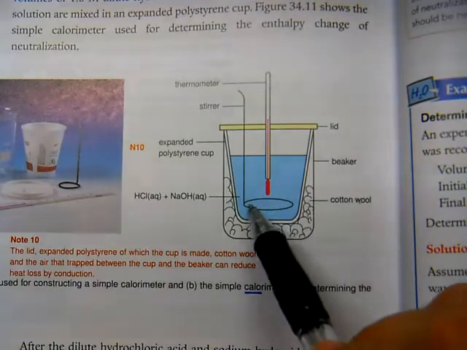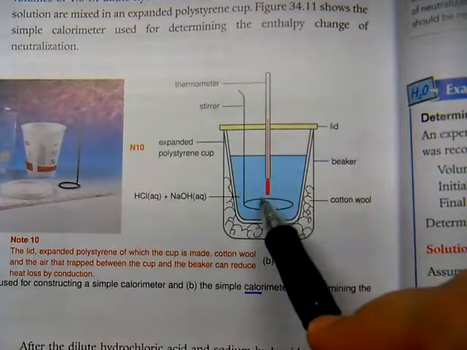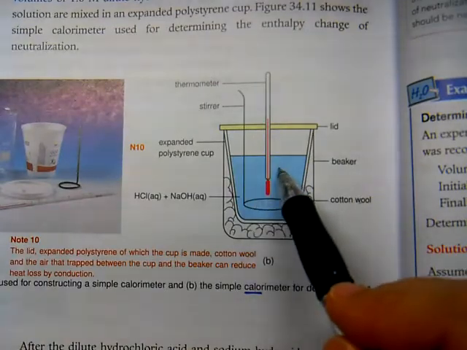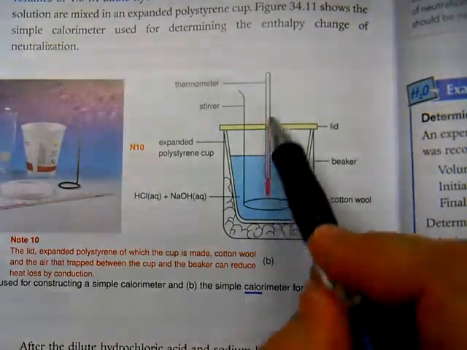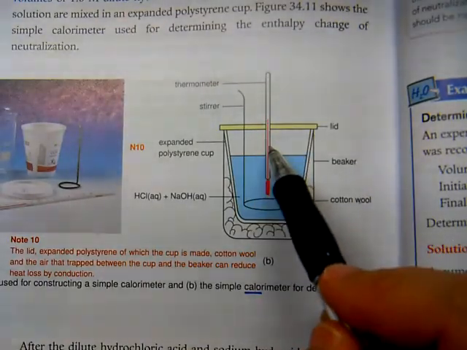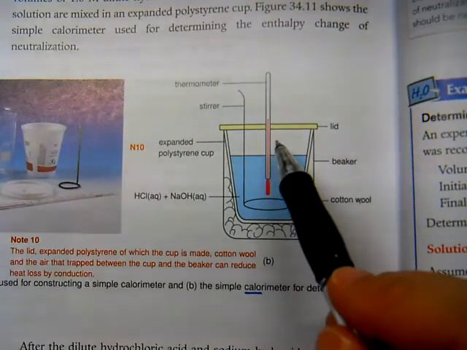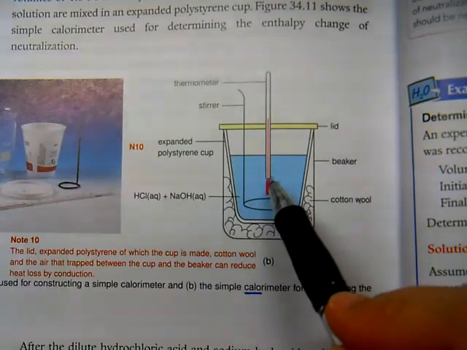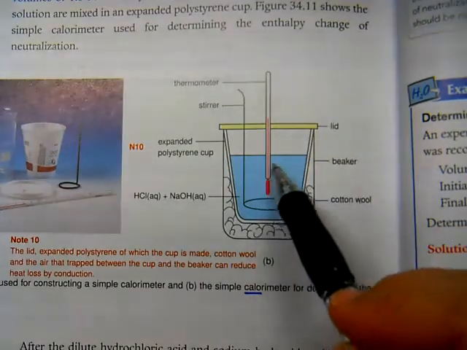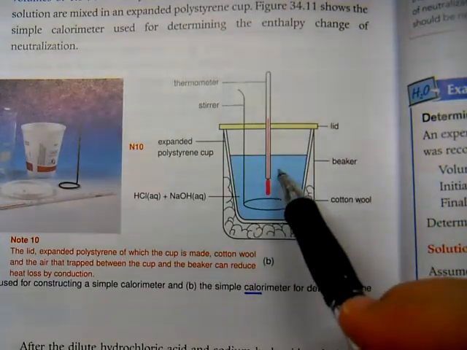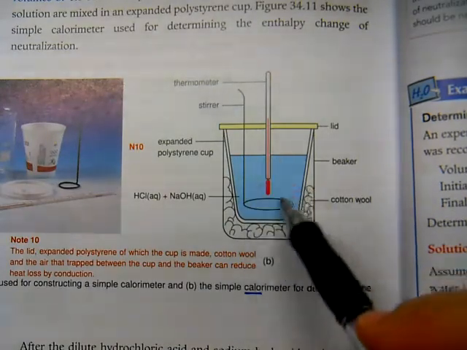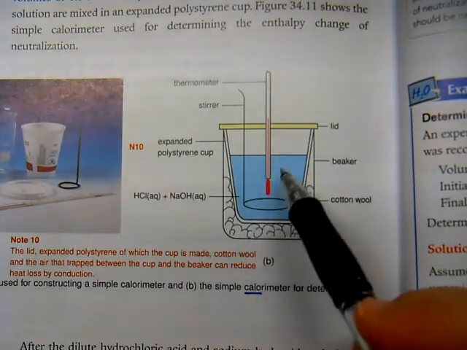50 cm cube of HCl is added. Next, pour in 50 cm cube of NaOH. Measure the temperature change. Okay. After that, we need to calculate the amount of energy released during the reaction by calculating the amount of energy absorbed by the reaction mixture. Do you understand?